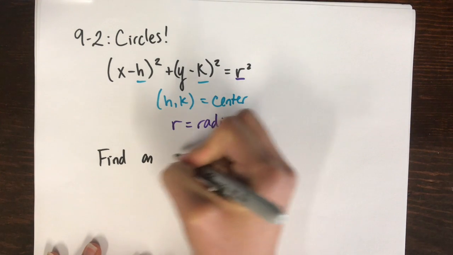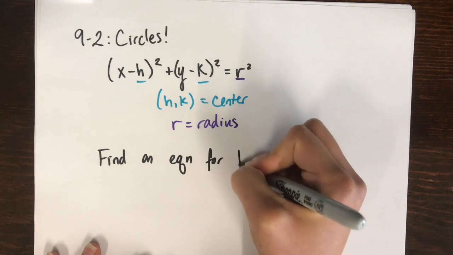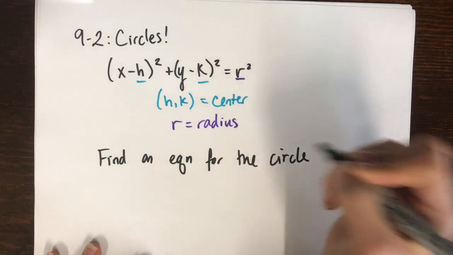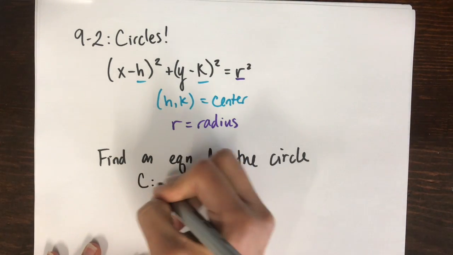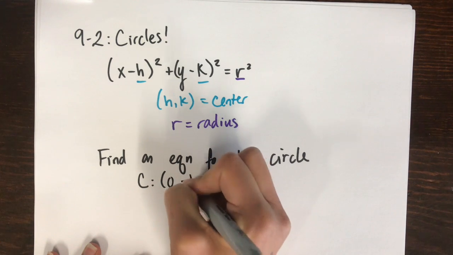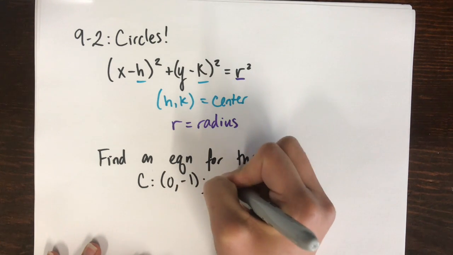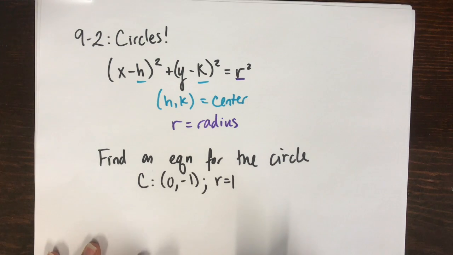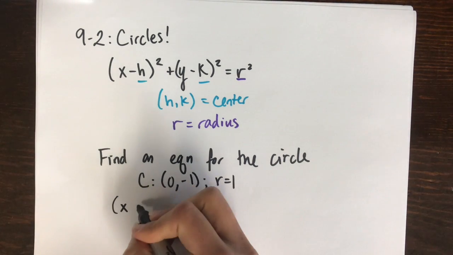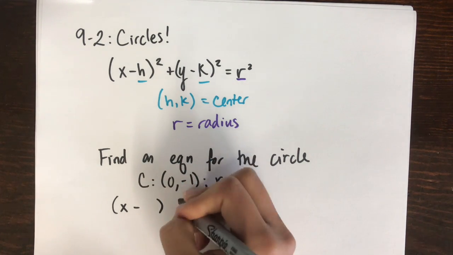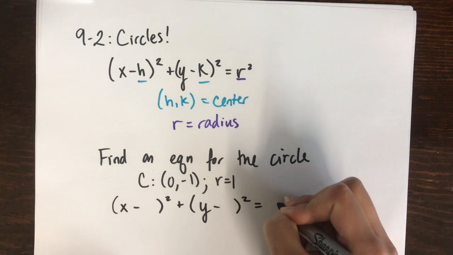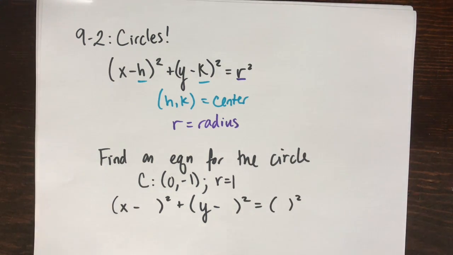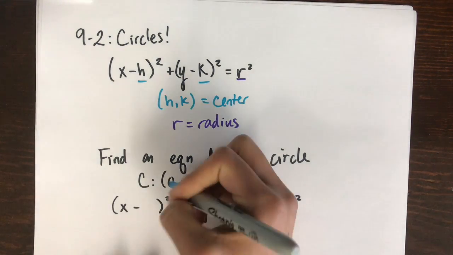So we're going to try to find an equation for a circle that has a given center and a given radius. Let's suppose that the center is (0, -1), and then let's say that the radius is 1. Okay, so I'm going to write the standard equation for the circle, but with openings: (x - blank)² + (y - blank)² = blank². I don't know what it is yet, squared.